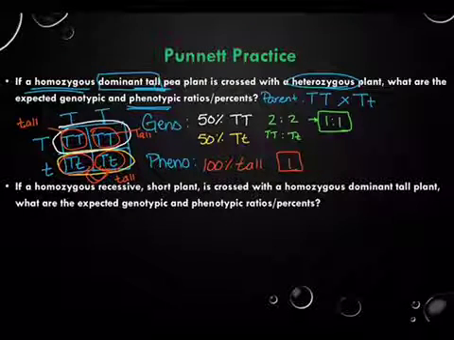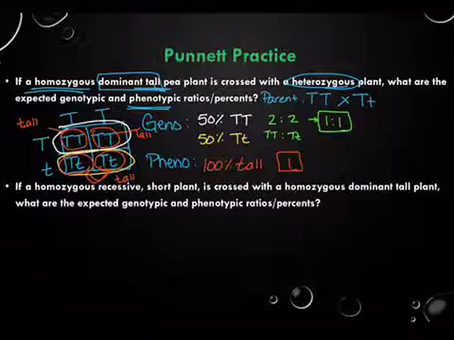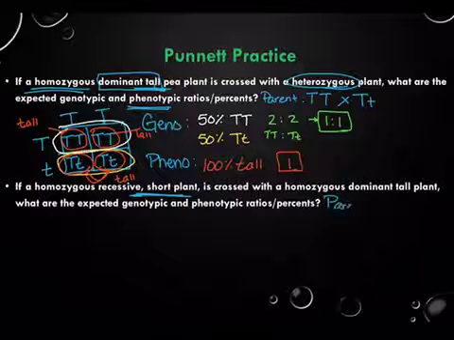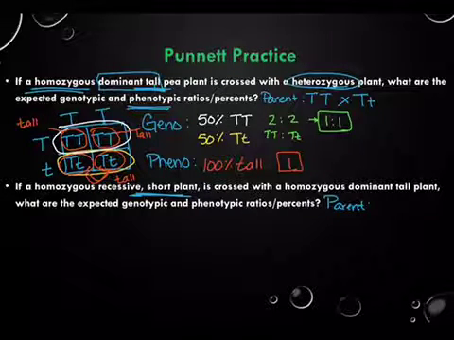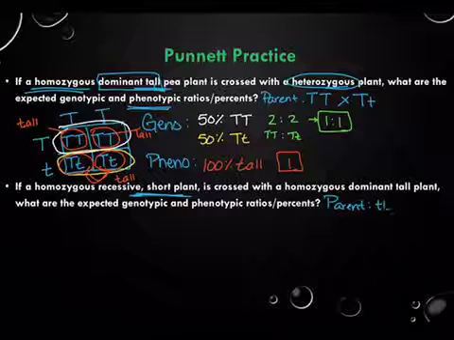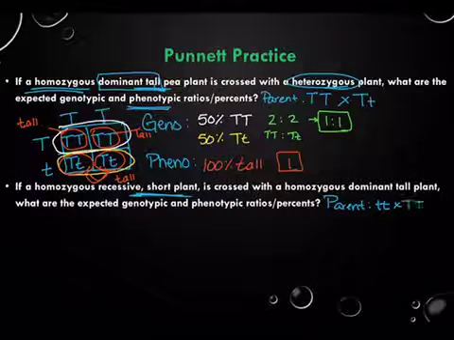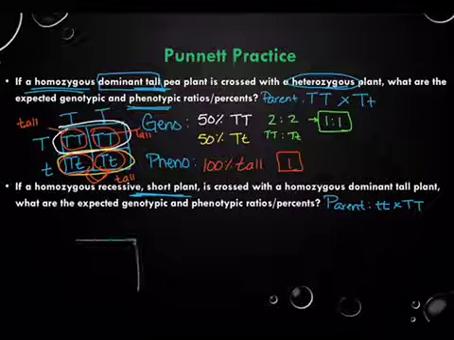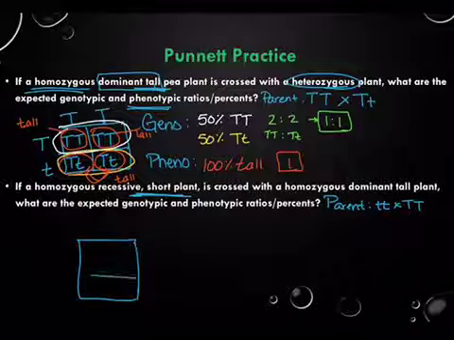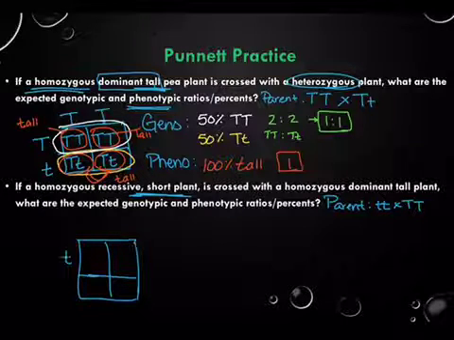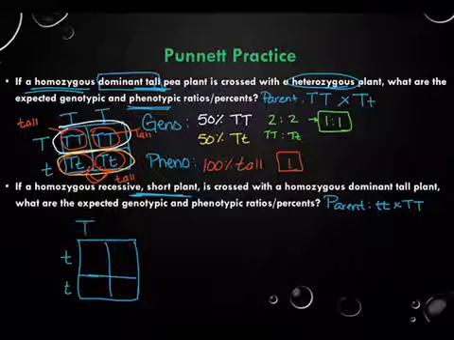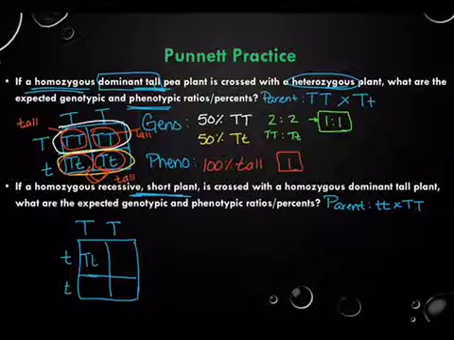So let's practice another one. Here we have a homozygous recessive short plant. So our parents, homozygous recessive short, is crossed with a homozygous dominant tall plant. So draw out your Punnett squares, our recessive and our dominant. Fill in the Punnett square.